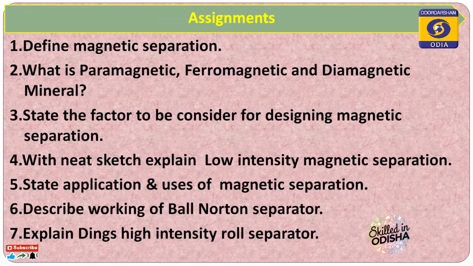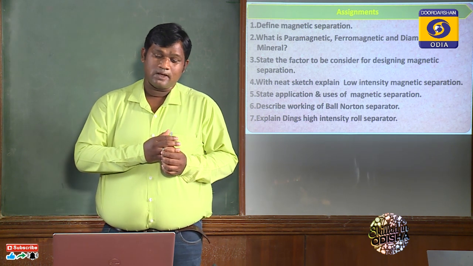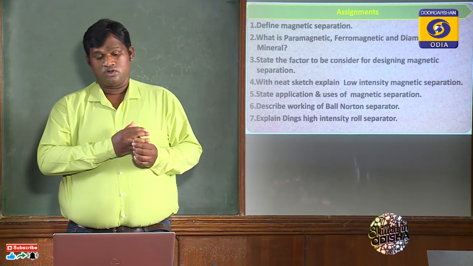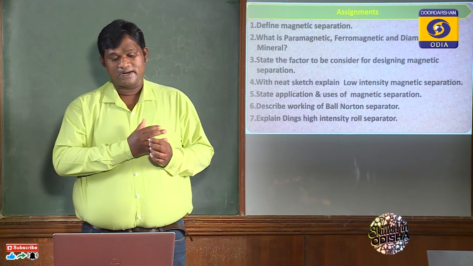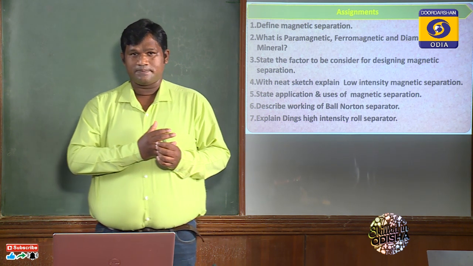Then state the applications and uses of magnetic separation. What are the general applications and uses of magnetic separation? We just discussed that. Then describe the working of the Ball-Norton separator. What is the working of the Ball-Norton separator? Explain the Ding's high intensity induced roll separator.